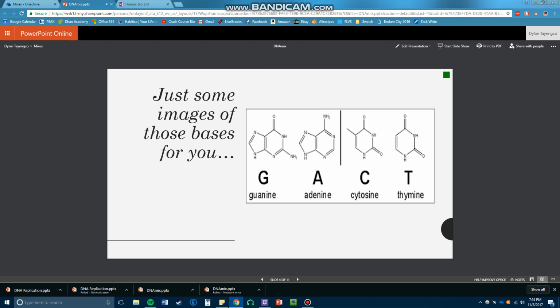These are just the pictures of them. Clearly you can see in this region here it is double ringed, and going over here, let's just use thymine since we used adenine, that is a single ring. So those are just images of the nitrogen bases for you. We've looked at those in the past, but I thought you could use one more peek.